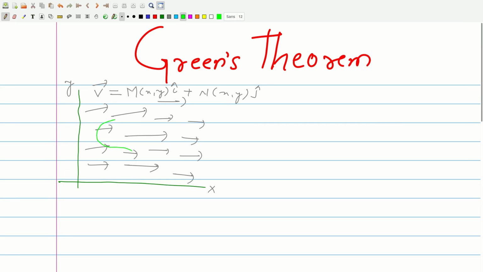And let's suppose our closed curve is this one. So this is our closed curve. Let's call it C. And our question is, what is the circulation of this vector field V along the closed curve C? That same statement is defined mathematically this way. What this says is, calculate the line integral of V along this curve C.